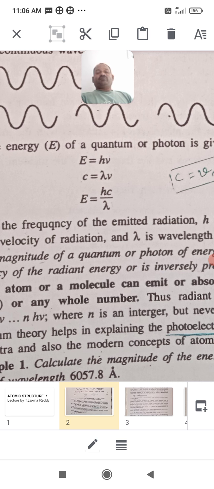An atom or a molecule can emit or absorb either one quantum of energy h nu or any whole number, that is important. If it absorbs energy, it is in whole numbers, like h nu, 2h nu, 3h nu, but not in fractions like 1.5, 2.5, 3.5. That is not correct. Always the photon energy is numerically a whole number multiple, that is h nu, 2h nu, 3h nu, 4h nu, like this. Okay.